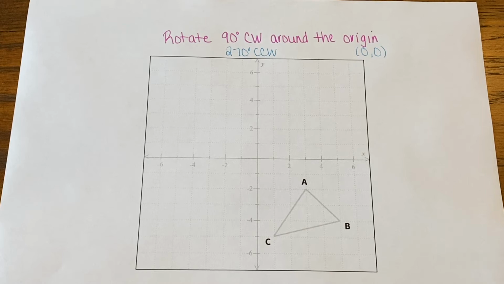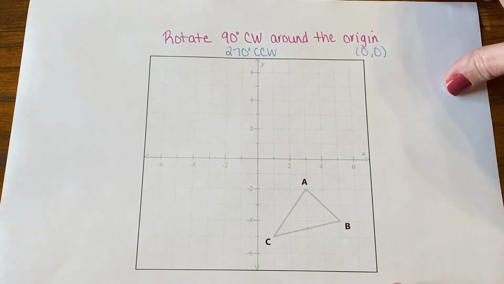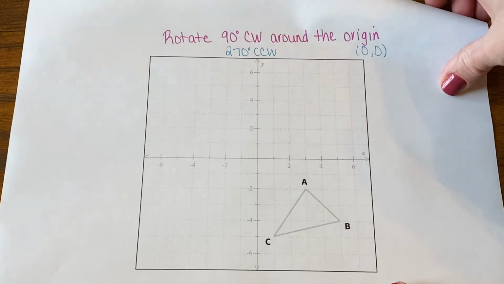In this example, we're going to rotate triangle ABC 90 degrees clockwise around the origin. Keep in mind 90 degrees clockwise would be the same as 270 degrees counterclockwise, and the origin meaning 0, 0. So to do this, I'm going to physically move my paper 90 degrees clockwise. Remember, 90 degrees would mean one turn.